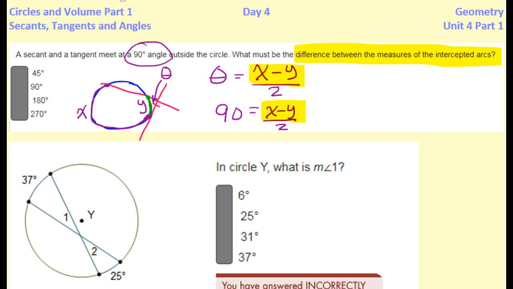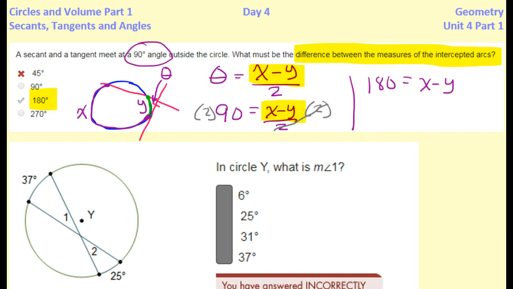So what you want to do is multiply both sides by 2. So if I multiply by 2 on both sides, then these are going to cancel out, and that's going to leave me with 180 is equal to x minus y. So the difference is equal to 180. So that's why this is the answer. Kabam!